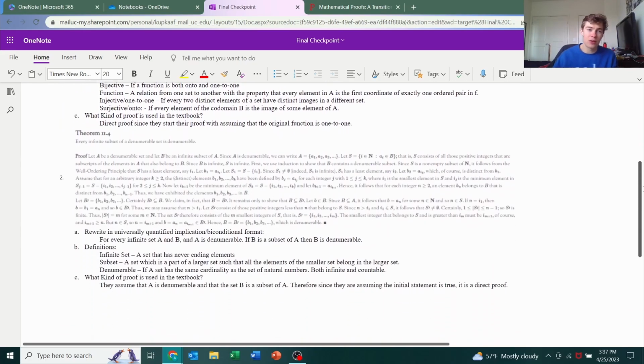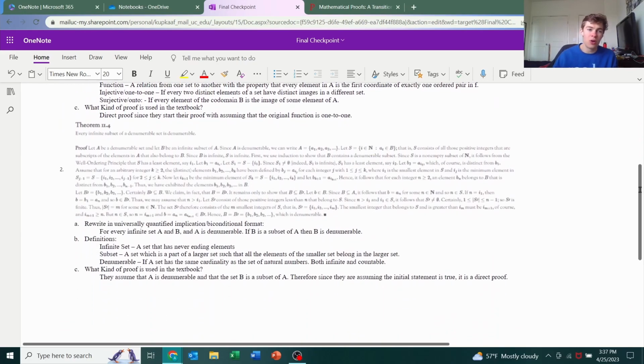Next, we're going to be looking at theorem 11.4, which rewritten in the Universal Quantified Implication / biconditional format is basically saying for every infinite set A and B, if A is denumerable and B is a subset of A, then B is denumerable. And then some definitions that we need to go on is, what is an infinite set?